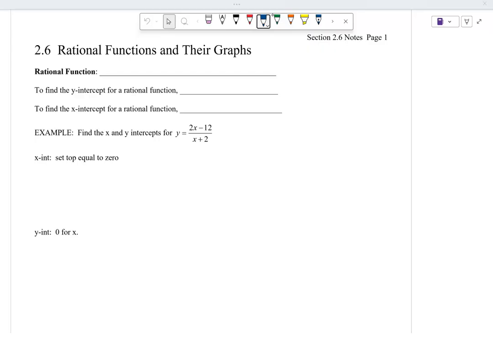We're going to take a look at rational functions. Rational functions are any function where you've got a polynomial on the top as your numerator over some other polynomial as the denominator. And to find the y-intercept for a rational function, we're still going to let x be 0.